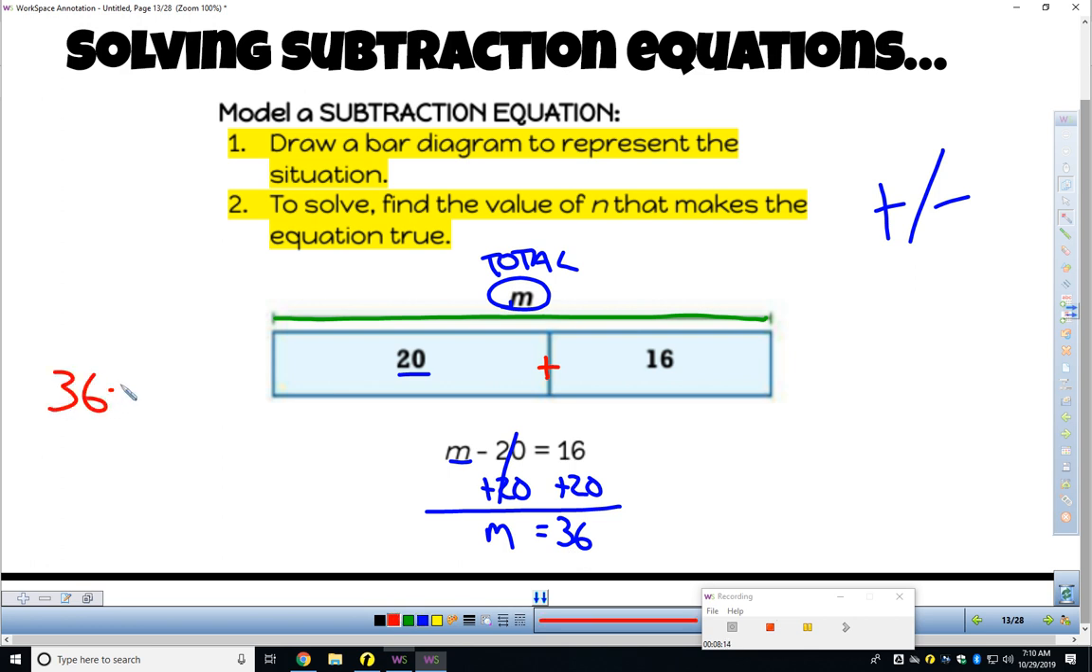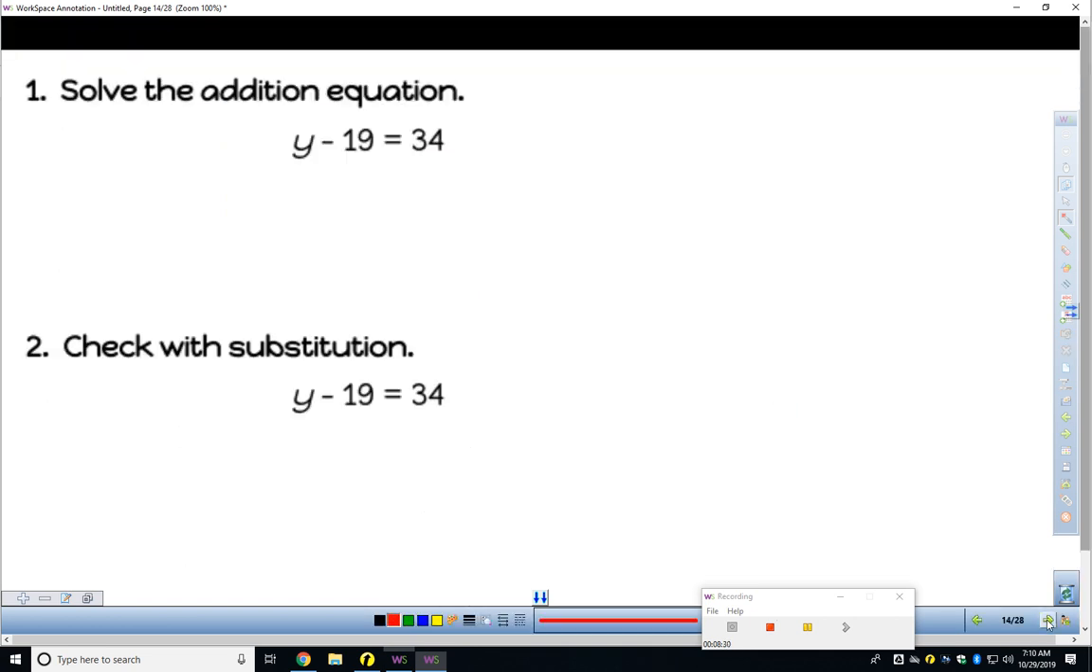We could check that. 36 minus 20, right? I plugged in 36 for my variable. What is 36 minus 20? Well, that would be 16. So that's going to give me my answer. If you're feeling comfortable, pause and try these two on your own. Remember, though, that I do want to see the work that I've been showing in the other equations we've solved so far. Otherwise, continue to watch along.